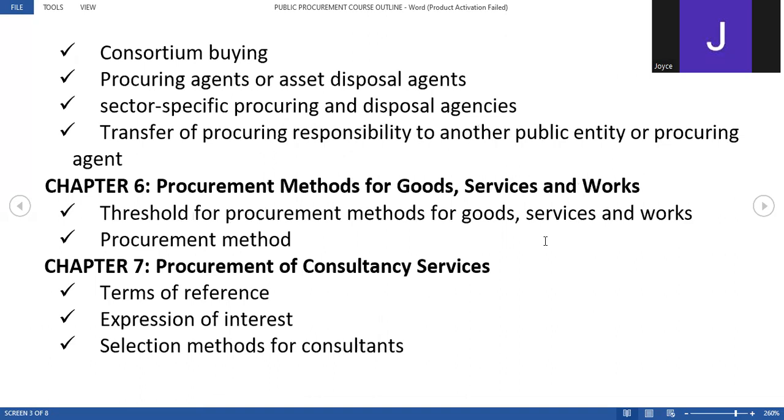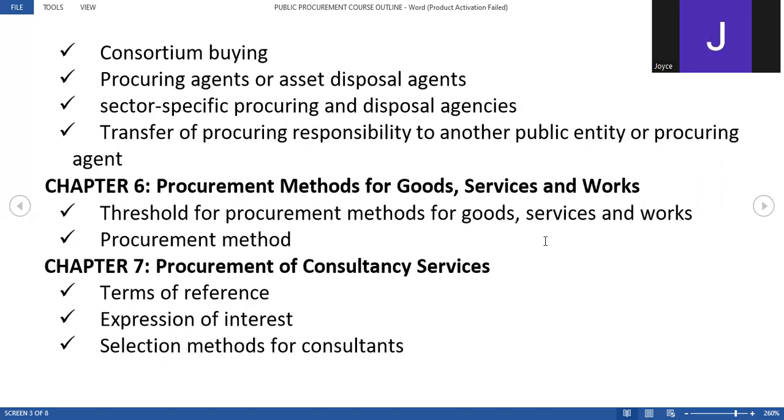And also we shall be talking about consortium buying and the sector-specific procurement, etc. Chapter 6 is about procurement method for goods, services, and works. And here we will be able to understand some of the thresholds or some of the metrics. When you're talking about threshold, we are talking about the amount that various procurement methods are supposed to handle. You are supposed to use which method in procuring goods, works, and services, and how much can go to a certain procurement method.